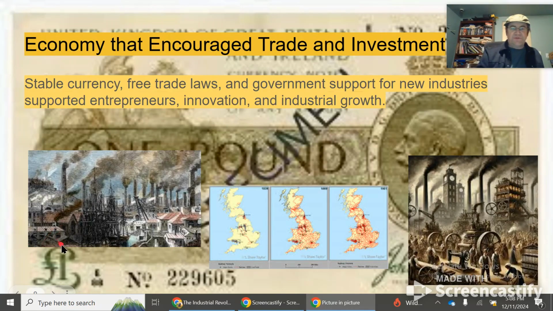This image shows a number of early industrial factories. This shows the growth of trade through railways in England, and this is a picture depicting early industrial innovations.